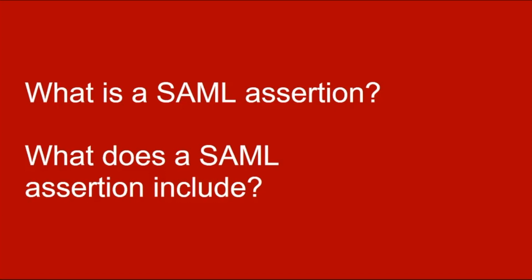It includes some elements. It includes a name identifier, which is the unique identity of the end user. It includes something called an issuer. The issuer is a unique application-specific URL installed inside of Centrify. It effectively tells the vendor what application is sending that assertion to the vendor.